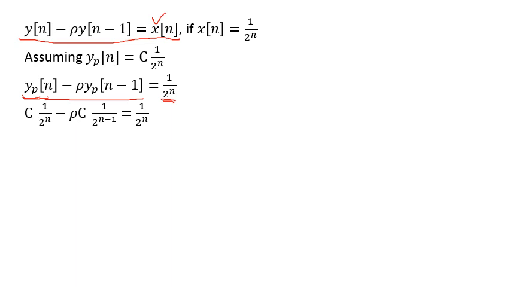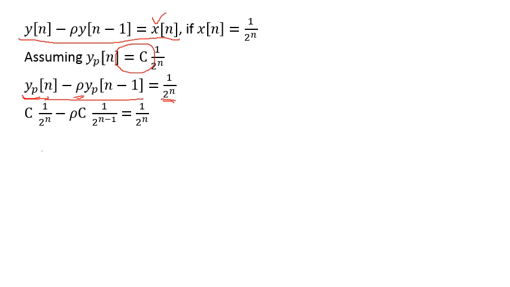Okay, so the third step is that we replace the value of y of p by the value we have assumed. So we have assumed that y of p equals c 1 over 2 power n. So by replacing the value, y of p of n is replaced with c 1 over 2 power n, minus rho y of p of n minus 1, so it will become 2 power n minus 1, and this is equal to 1 over 2 power n. So by simplification, we can take out 1 over 2 power n common.